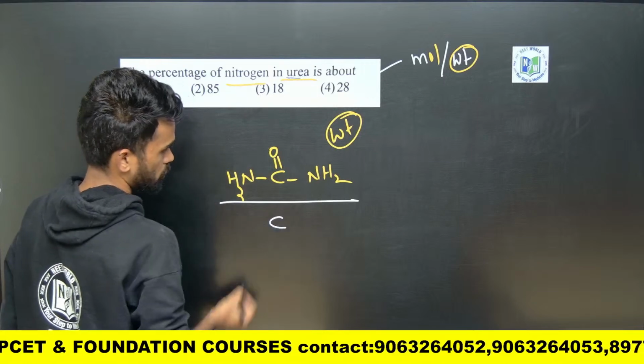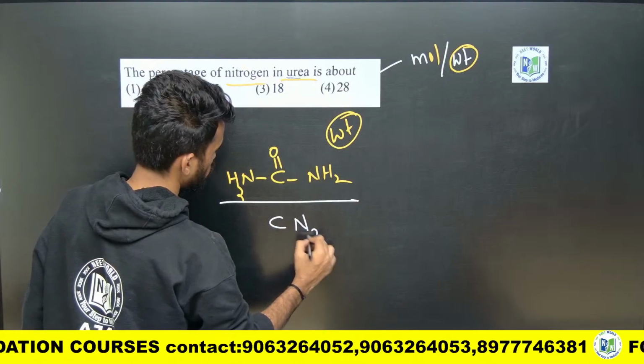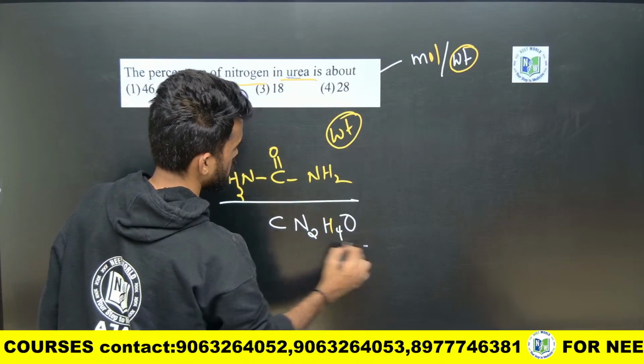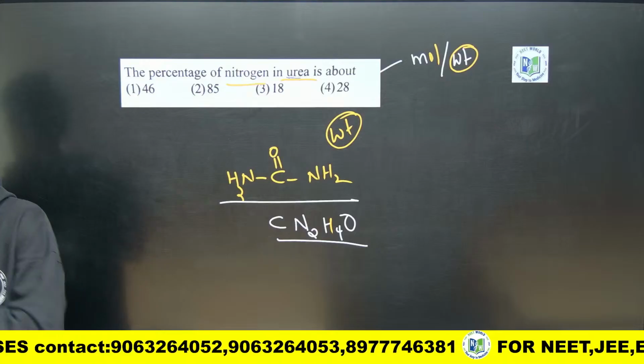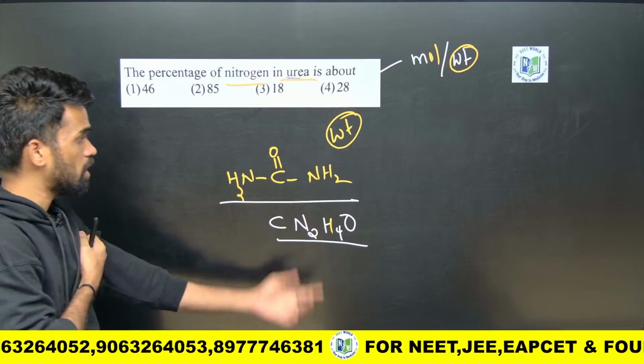So, CON2H4, this is the formula you can write from this, right? So now what is its molecular weight? What is the molecular weight of urea?